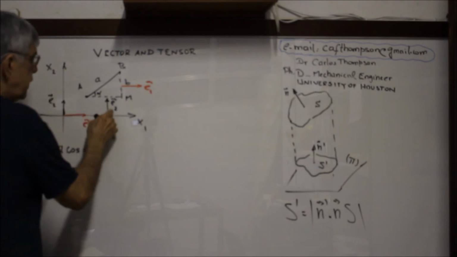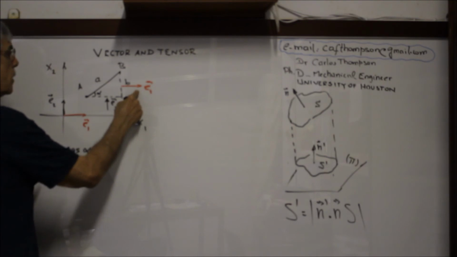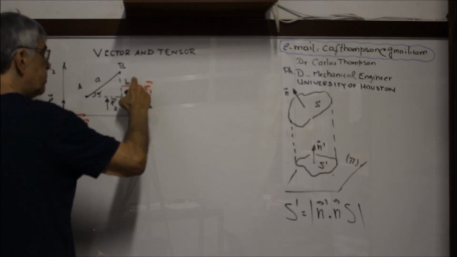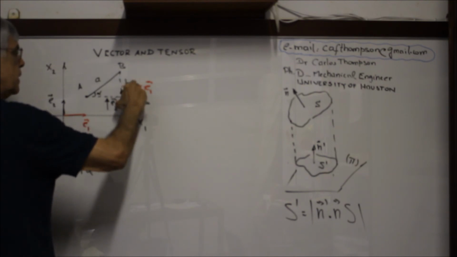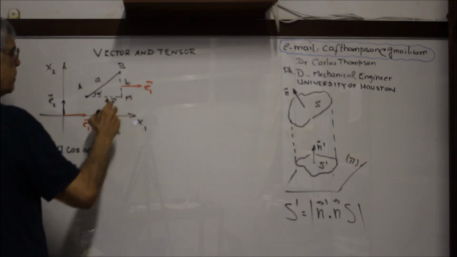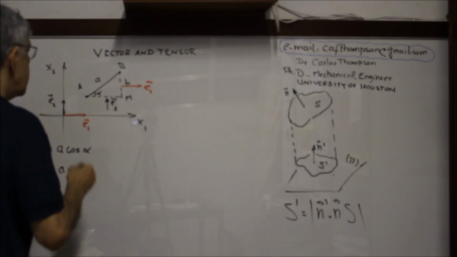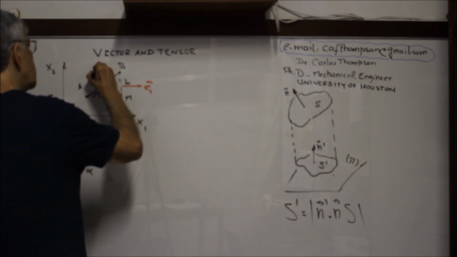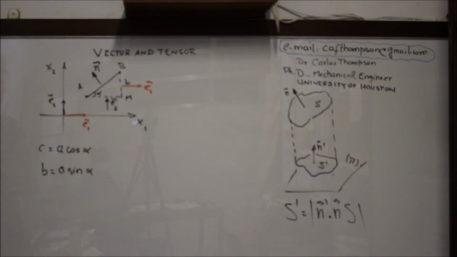You see? Look, E2 is normal to this length AM. E1 is normal to this length BM, which is the segment BM. And E2 is normal to the segment AM. Now, let's write down here my normal to AB.